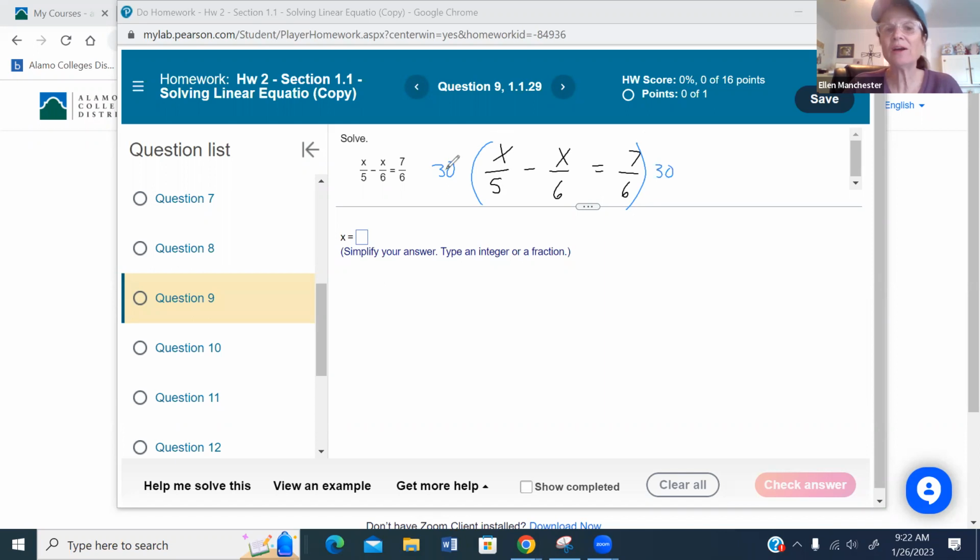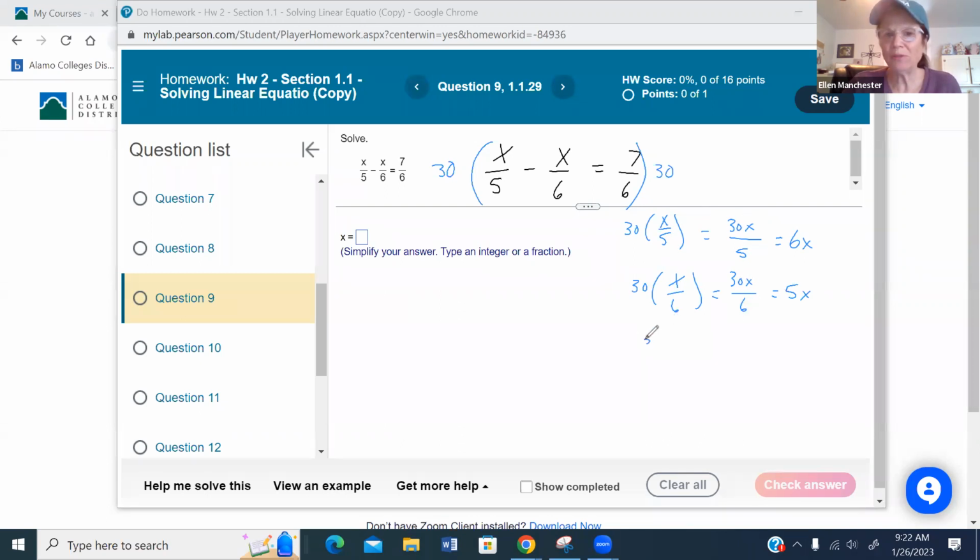So what happens now is when I multiply 30 times x over 5, which is the same as 6x. So what I just did is I eliminated that fraction. And if I do that to every term, 30 times x over 6, I have 30x over 6, which is the same as 5x. And all I'm doing is 30 divided by 6 is 5.